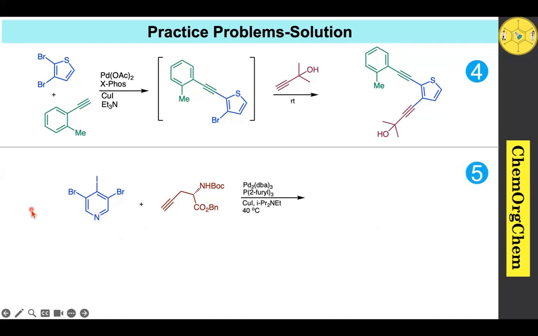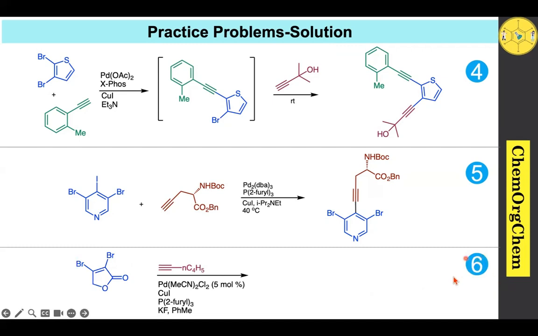This problem is related to regioselectivity in the Sonogashira cross-coupling reaction. Here the substrate has two bromide substituents as well as one iodide substituent. However, we know that iodide is more reactive when compared to bromide. Therefore, this position readily couples with this terminal alkyne under Sonogashira cross-coupling reaction conditions, which produces this corresponding carbon-carbon coupling product. So let's move on to our sixth practice problem.